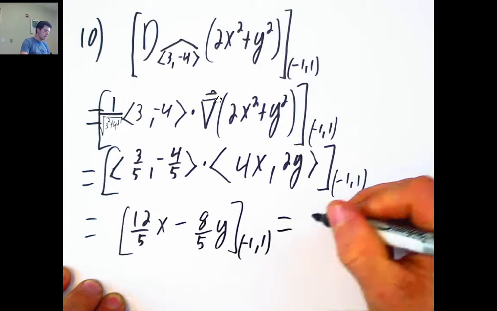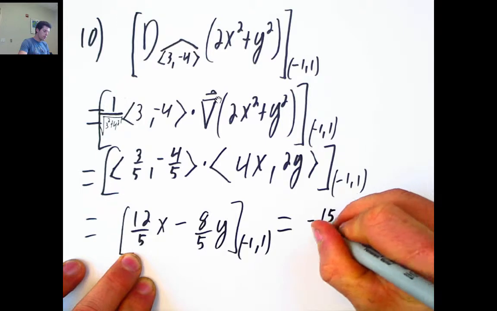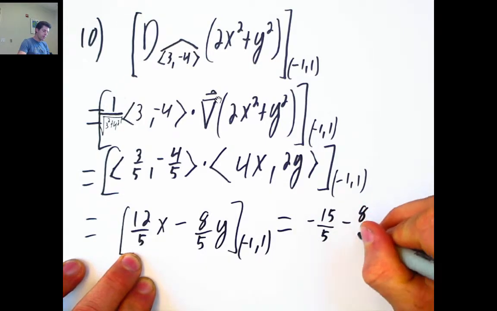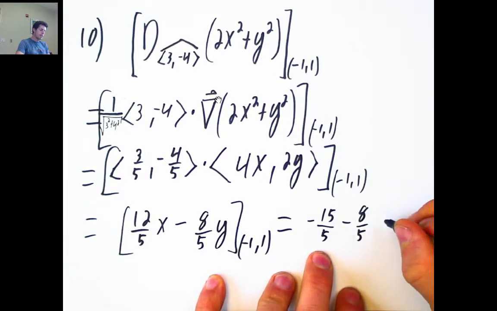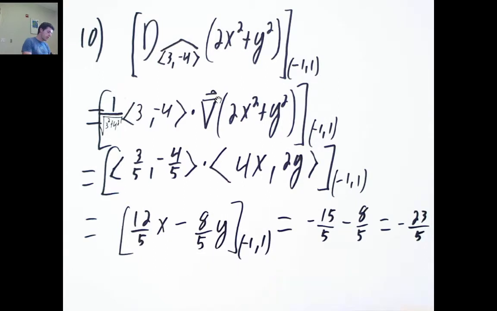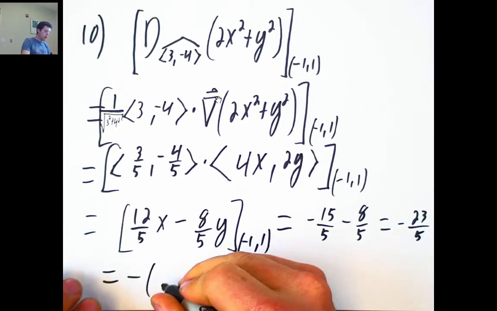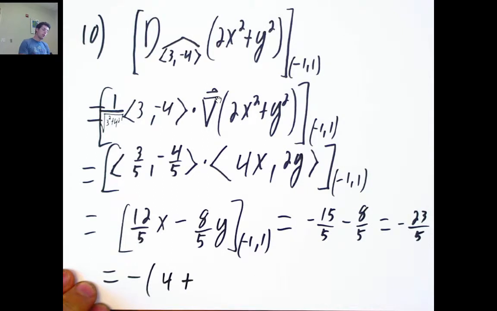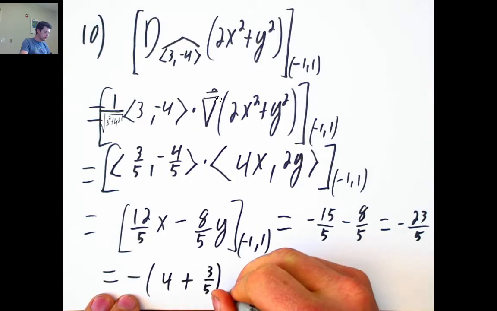And that gives me negative 12/5 minus 8/5. Oh, that was not too bad. Let's see. That is negative 15 plus 8. Let's see, 23. 23/5. Or if you're allergic to improper fractions for whatever reason, I think I could write this as negative 4 plus 3/5. Okay, that's it.